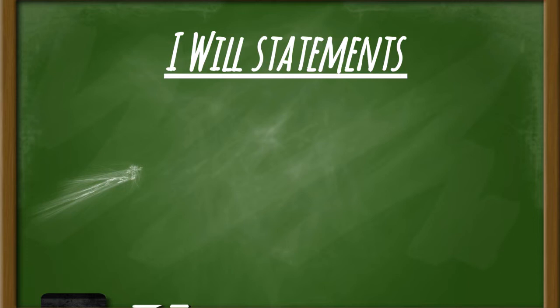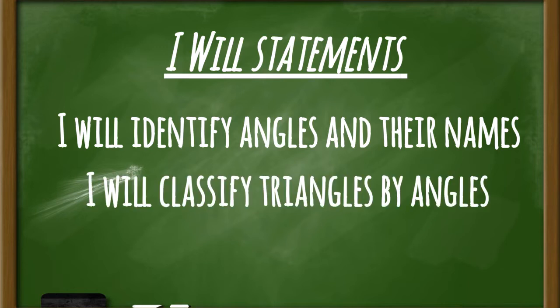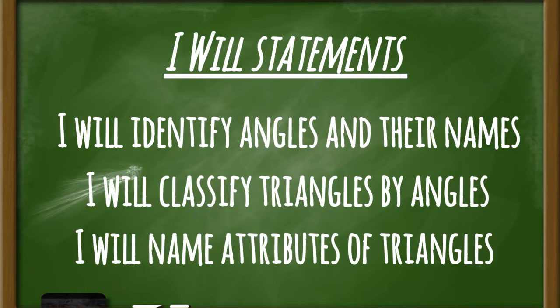Let's go through our I will statements for today. Listen first. I will identify angles and their names. Read it with me. I will identify angles and their names. Number 2. I will classify triangles by angles. Read it with me. I will classify triangles by angles. And our last one, listen first. I will name attributes of triangles. Say it with me. I will name attributes of triangles.